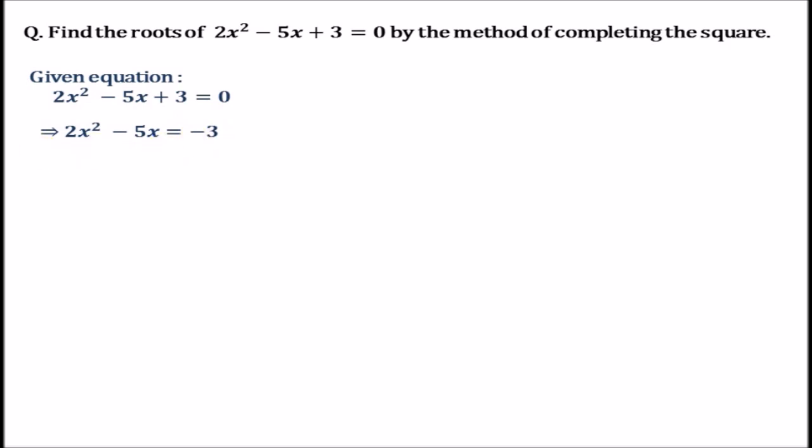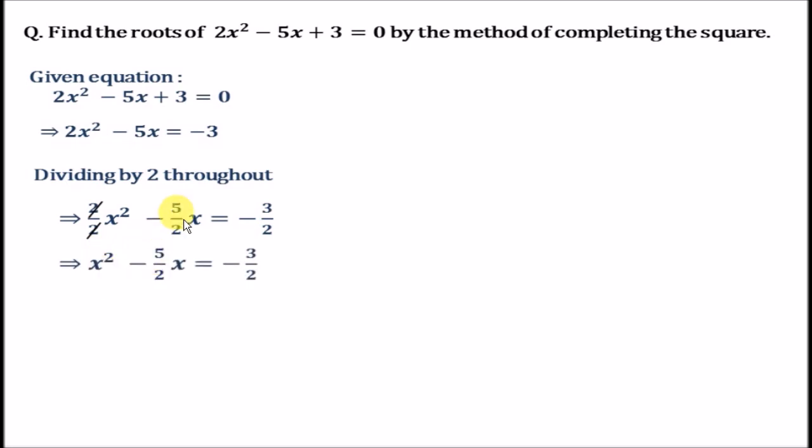Now the next step is to divide the terms throughout by the coefficient of x squared. Here the coefficient of x squared is 2. So dividing by 2 throughout, we will get 2 by 2 x squared minus 5 by 2 x equals minus 3 by 2. We can cancel these 2's, 2 ones are 2, 2 ones are 2, and get the equation in the form x squared minus 5 by 2 x equals minus 3 by 2.